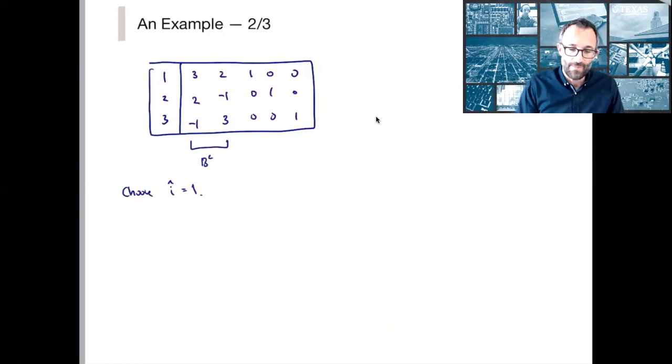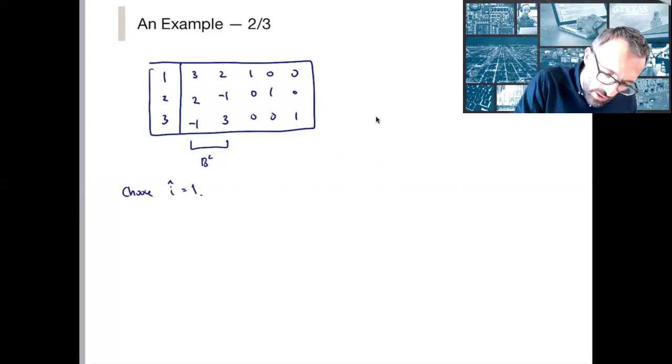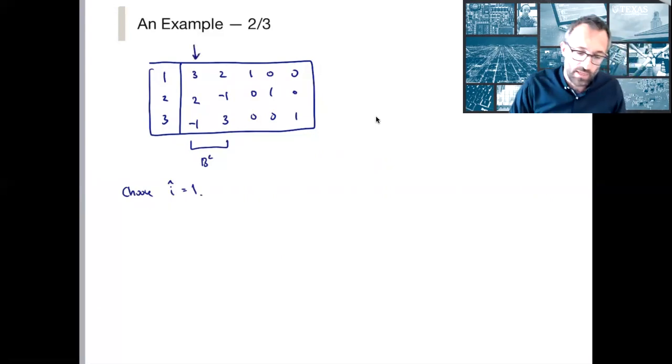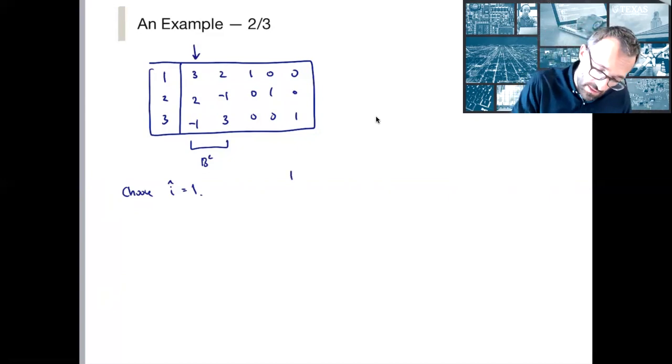So what does that mean? That means that I'm going to introduce this element into the basis. Currently, only elements 3, 4, 5 are in the basis. B is 3, 4, 5.